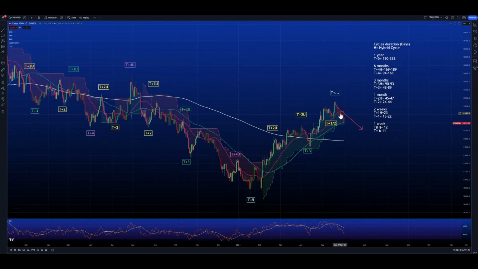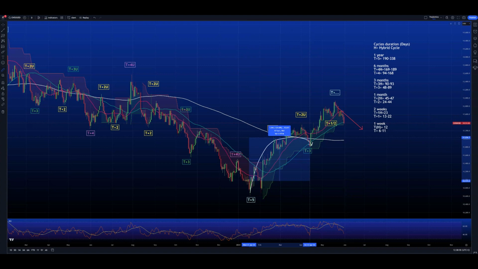Here we have to look at the downward cycles. So the first downward cycle from this new T plus 5 has been a T plus 3. So 3 months duration. And with this 3 months duration, we have had a total of 62 days. Now a new T plus 3, the second T plus 3, was born from this low, occurred on the 12th of April. And here we have the potential end of a T plus 1 and a T plus 2 with a further T plus 1 or a T plus 2, which is already negative.